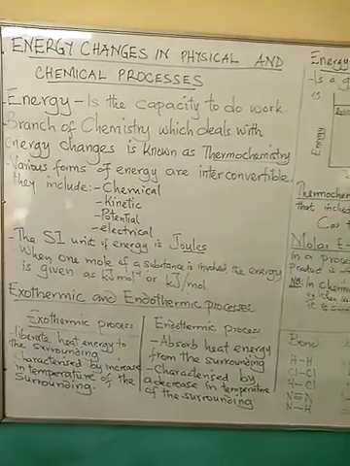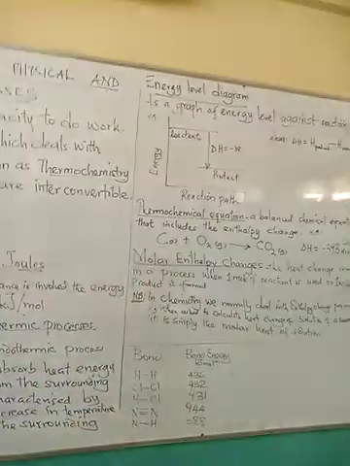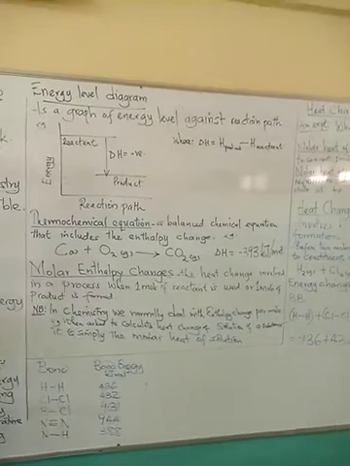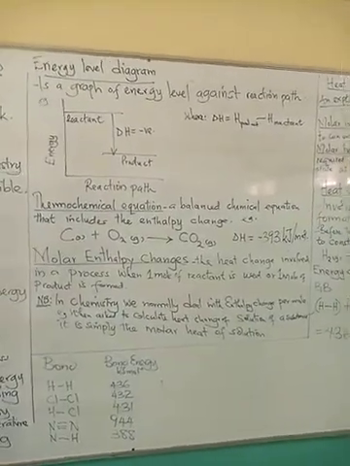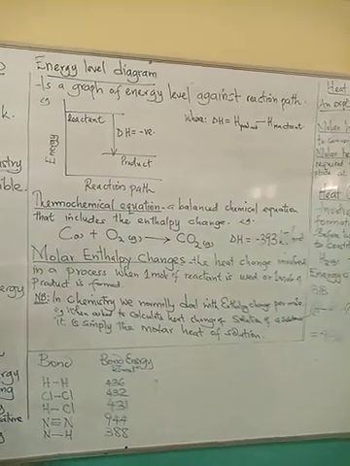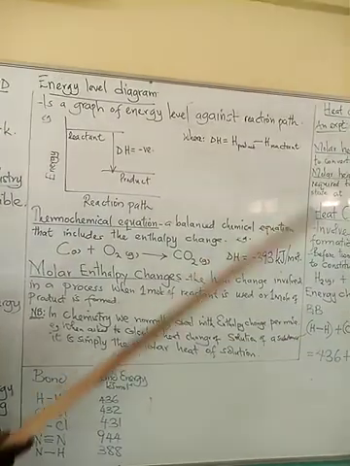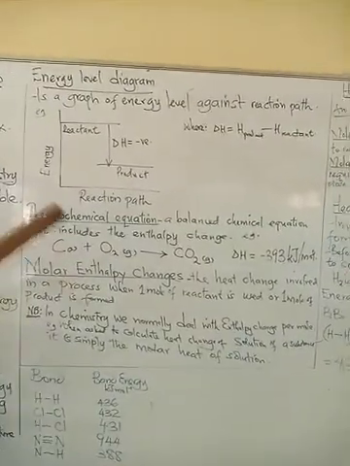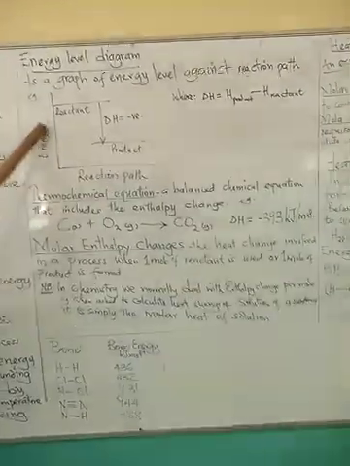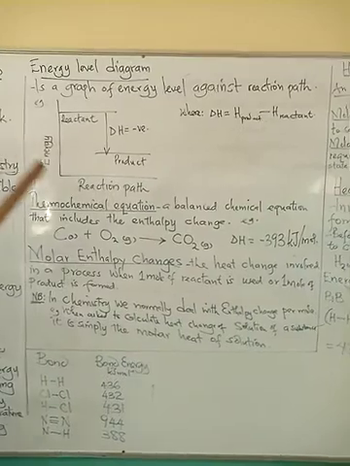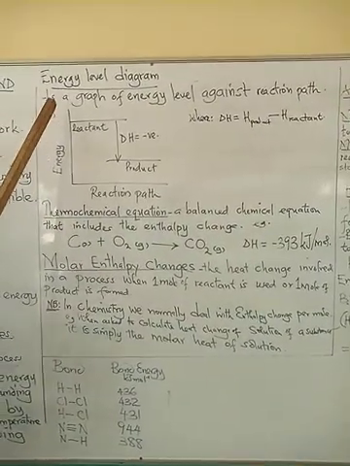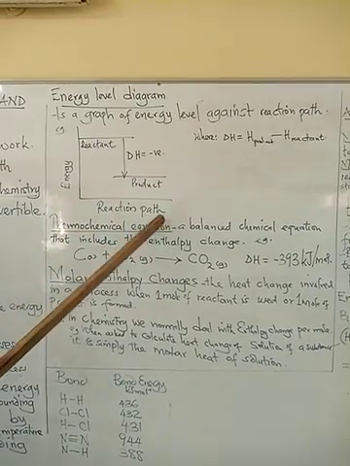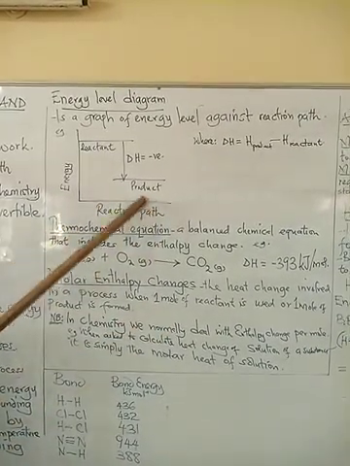Let's look at the energy level diagram. What do we mean by energy level diagram? It's a graph of energy level against the reaction path or the reaction course, which can be presented as the energy in kilojoules per mole on the y-axis, and we have the reaction path or the reaction course on the x-axis.